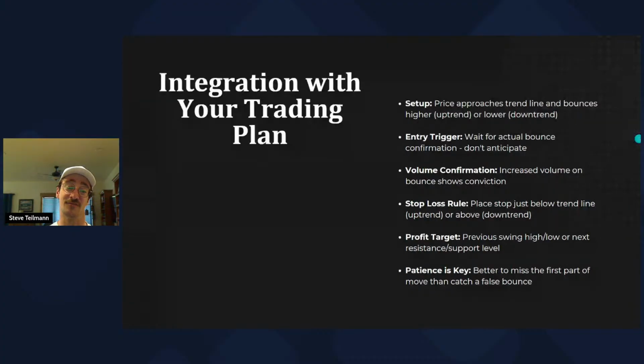So for the setup, for example, with the trend lines, when the price approaches the trend line and bounces, that's the setup. Then the entry trigger is waiting for the actual confirmation of that bounce. We aren't anticipating. Then we look for the volume confirmation, that increased volume on the bounce. That adds to our confluence. It adds to our conviction. We have our stop loss just on the outside of that move. So whether it is coming up into a trend line, then we put our stop loss above that. We wouldn't expect it to go above.